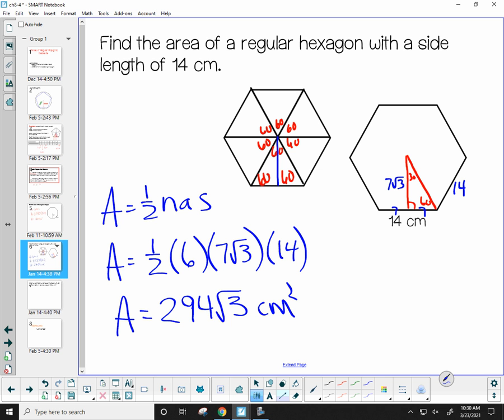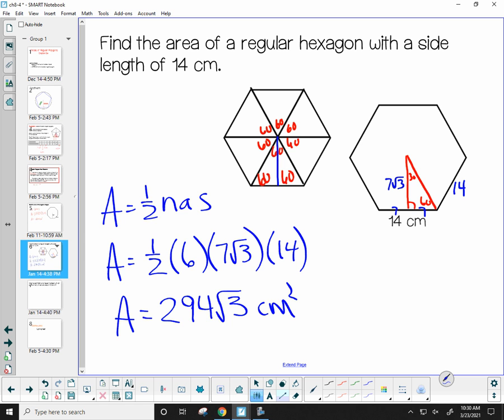Okay, so the hexagon is the exception. I don't have to give you all the parts. I can just give you one piece. If I give you the apothem, you can find the side length. If I give you the side length, you can find the apothem. Every other shape, though, I have to give you those parts at this point. That will change in a couple weeks.